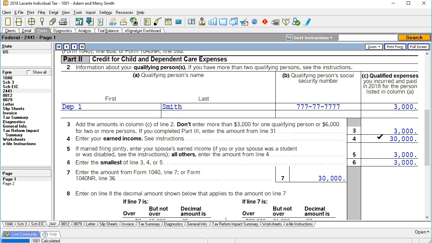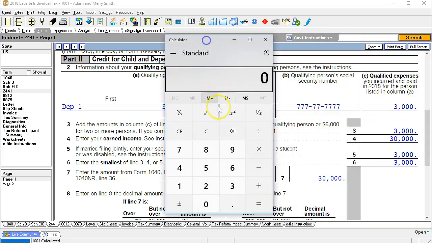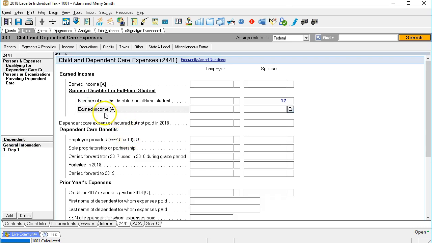Then we have the $30,000 for the one spouse, and the other is at $3,000, right? So where did that $3,000 come from? It's $3,000 because we had no wages for that employee. We just said that they were a full-time student for 12 months, and they calculated $3,000 for the earned income. So $3,000 divided by 12 months, they basically gave $250 credit for each of the 12 months of earned income, even though there was no earned income, based on the number of months disabled or full-time student.